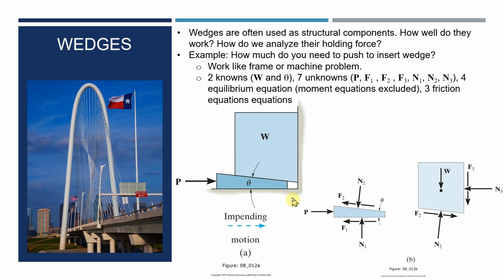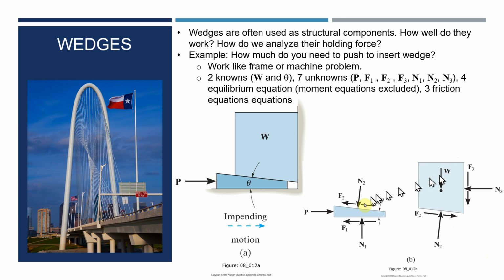We analyze it a lot like a frame or a machine. We look at the free body diagram for this one, and the free body diagram for this one, and the point of contact between the two, F2 on the wedge is equal and opposite to F2 on the block, and N2 on the block is equal and opposite to N2 on the wedge, just like a frame or a machine.